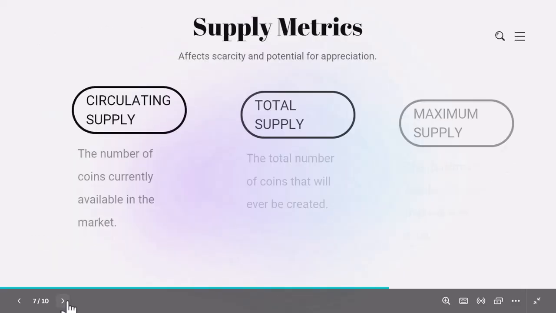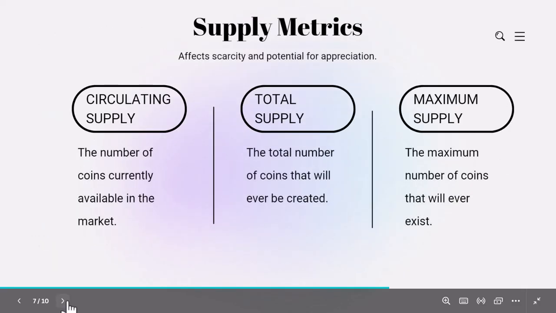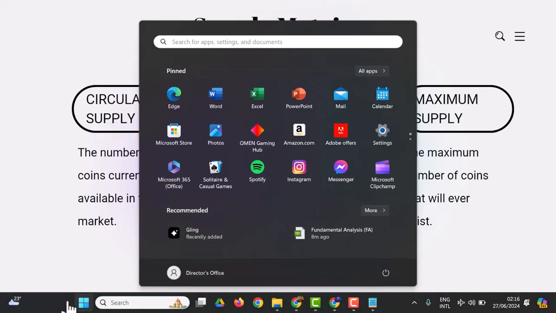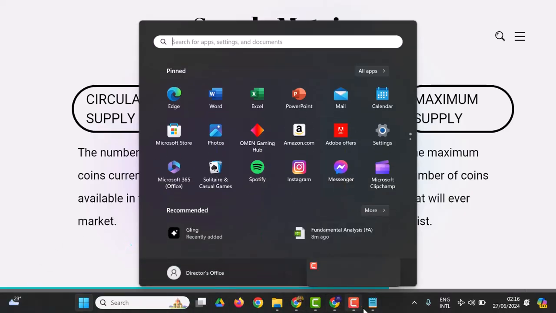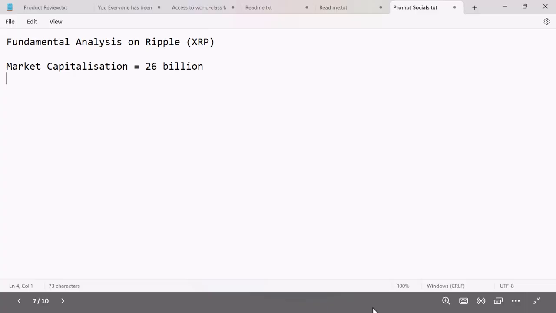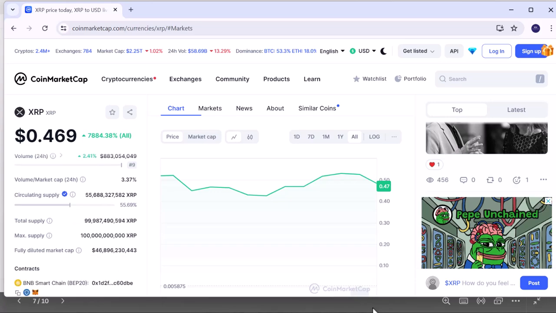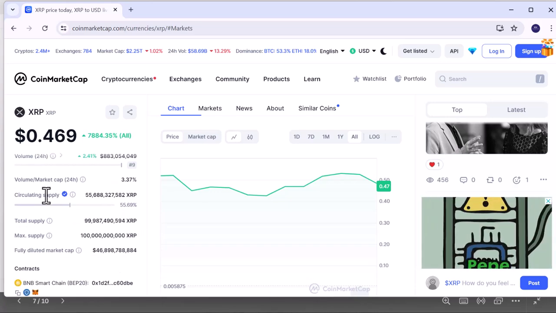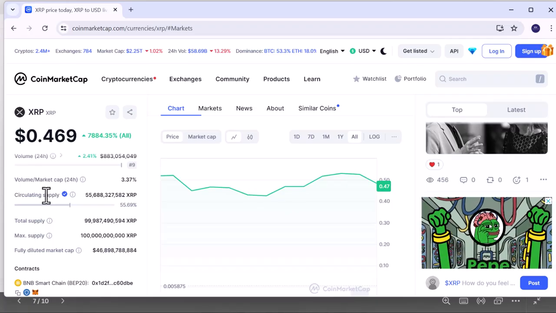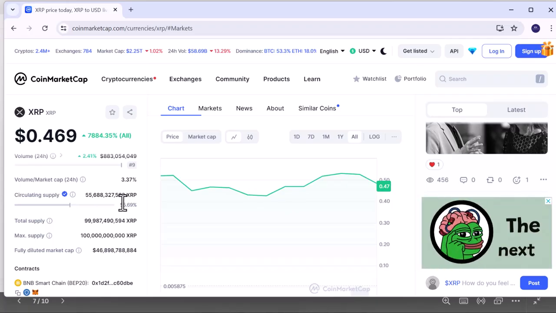Then we proceed to check the supply metrics. The supply metrics start from the circulating supply. So let's do the circulating supply. I'll come back to my notepad to note the circulating supply. Then I'll come back here to check that. Now, when you come down here, you see your circulating supply right here. Here we have it, and the circulating supply is 55 billion so far.